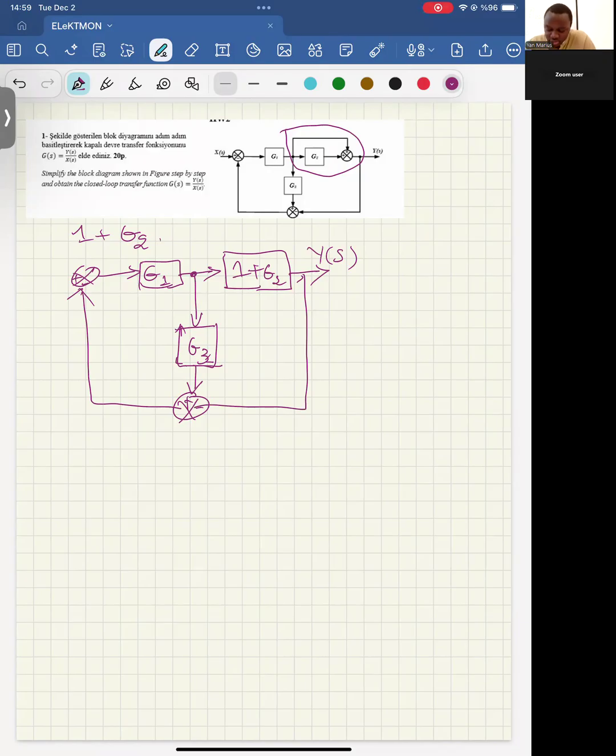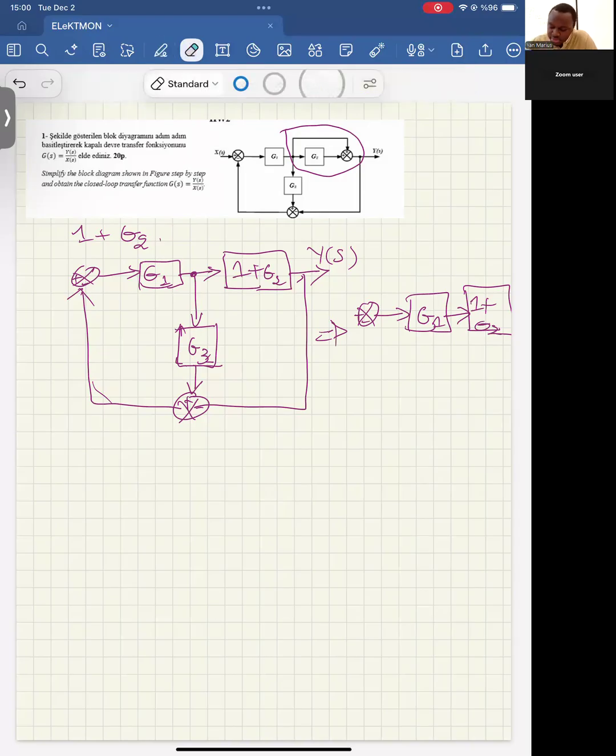So let's try to rewrite this one. We have it like this. If you have a block here, one is plus, one is minus, G1, 1 plus G2, and we have a space here.